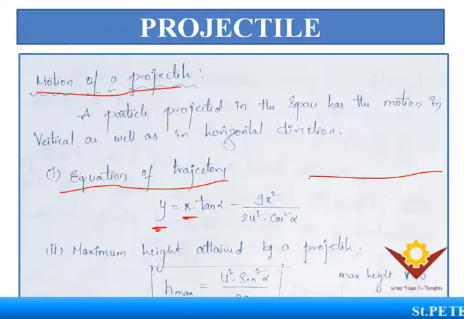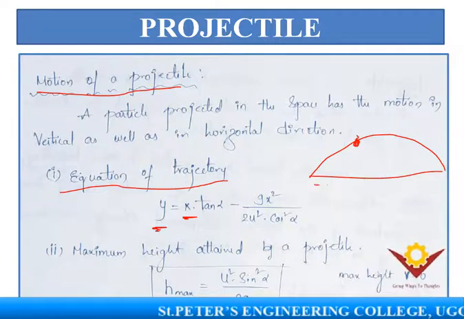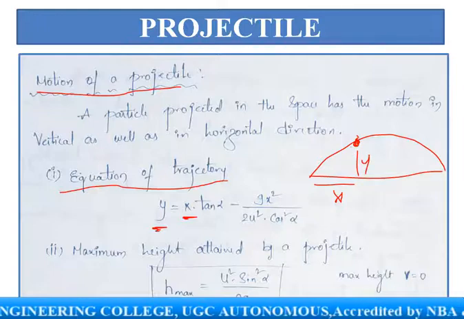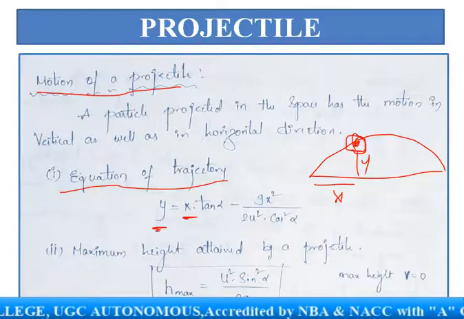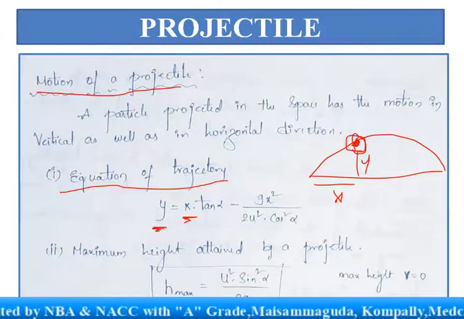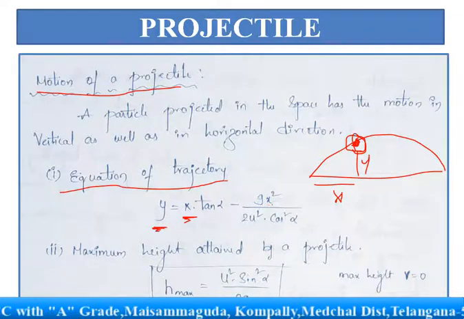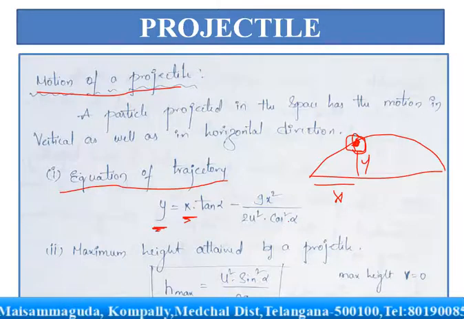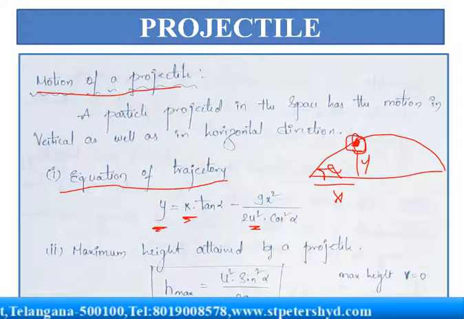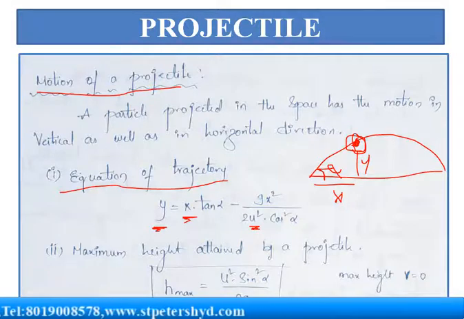See here, for example, if your particle is here, here you have the distance of x, right? From here to here you have the distance of y. So these are the coordinates of this particular particle at this particular point. So x and y are the coordinates. y = x tan alpha minus g x square divided by 2 u square cos square alpha. Alpha is your angle of projection, u is your velocity, okay? And g is your acceleration due to gravity, and x and y are the coordinates, okay?